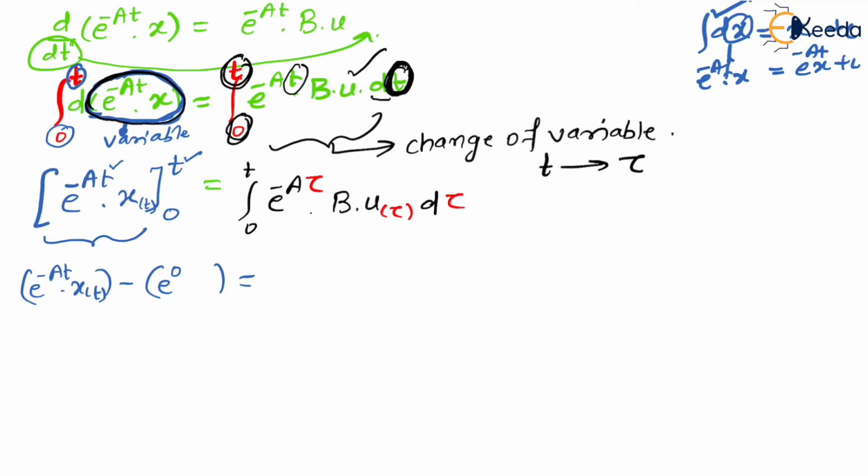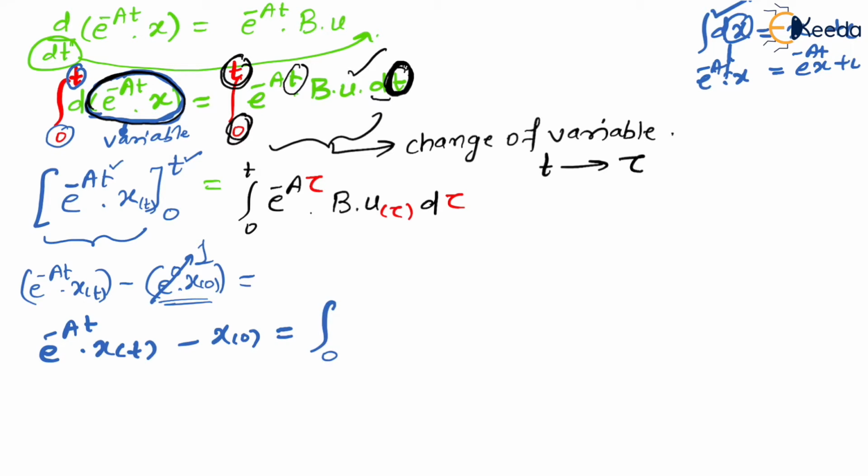Yes, x of 0, x of 0 into x of 0. Is that correct? Yes, definitely. Now let us do, what do I need to do next? Yes, if you see here, this just becomes e to the power minus At into x of t, right? Minus, I am going to have this e to the power 0, which is nothing but 1. So it becomes 1 into x of 0, which is x of 0, which is equal to what?